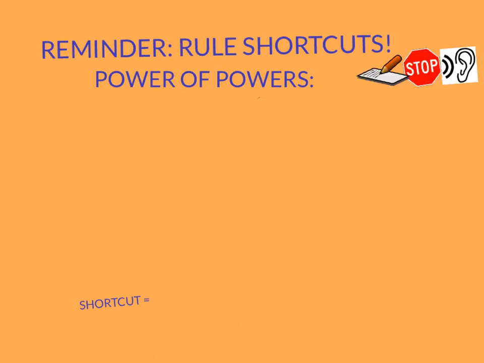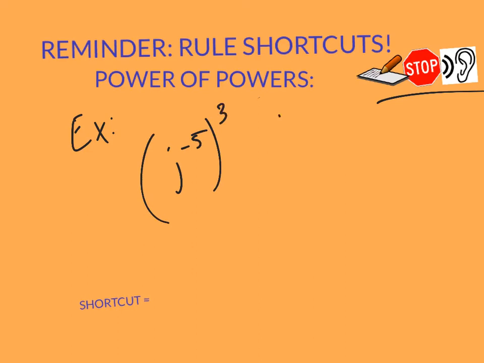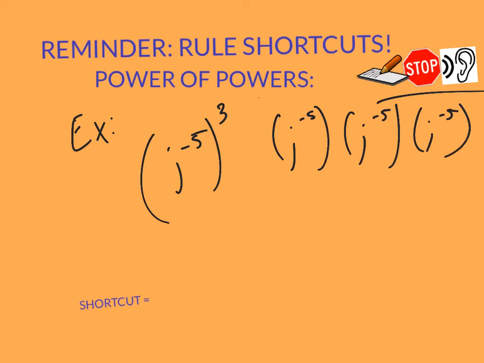If we're looking to do negatives, this was the last one I'm going to have you jot down. Our example problem is going to be j to the negative fifth, and we're going to raise that to the third power. So I have j to the negative fifth being written 3 times, all being multiplied together. If each one of those has negative 5 j's, I have 3 groups of them. So how many j's do I really have? Well, I have the same shortcut. I'm just multiplying my exponents.